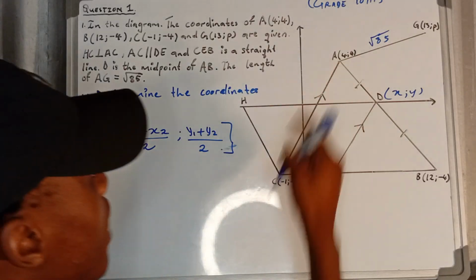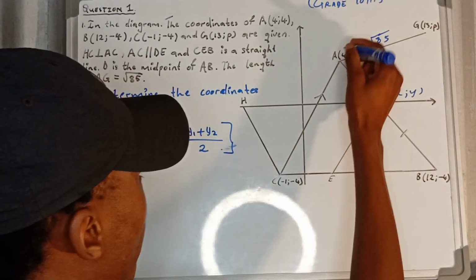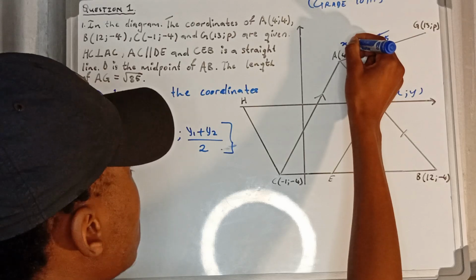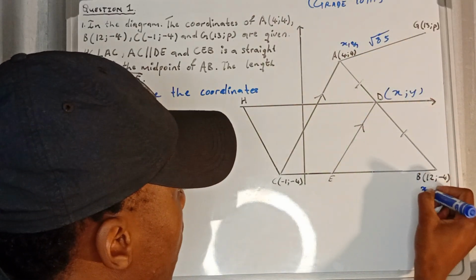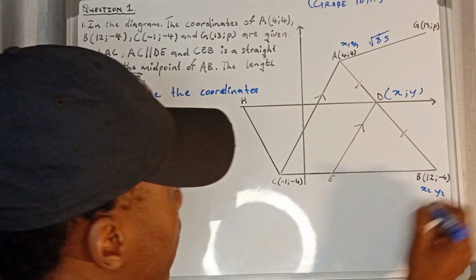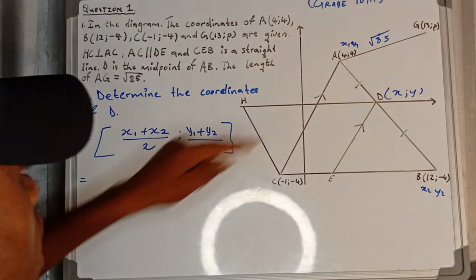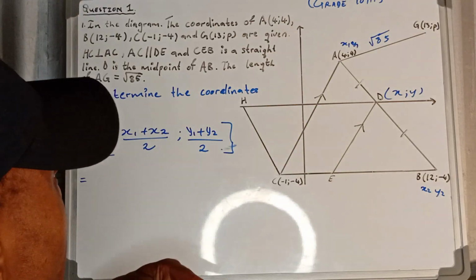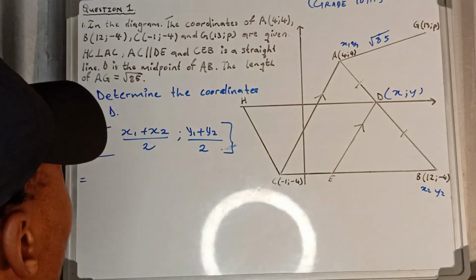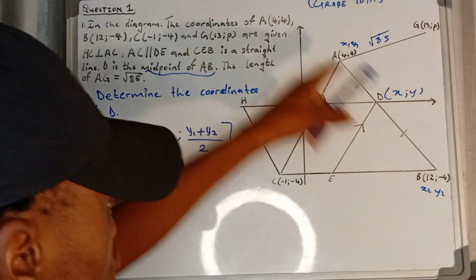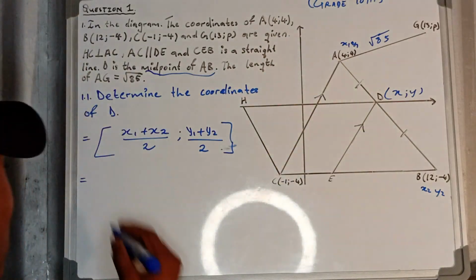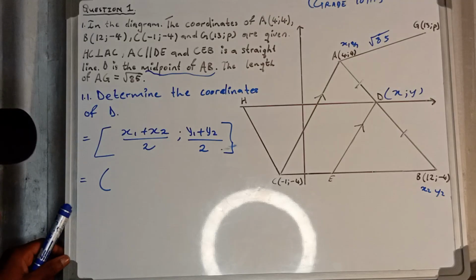Then we go and name the coordinates. That is number 1. You name them x1 and y1, and this one will be x2 and y2. Remember, we are looking at A and B. Why are we looking at A and B? Because they said D is the midpoint of A and B. So we are going to use A and B to our advantage.